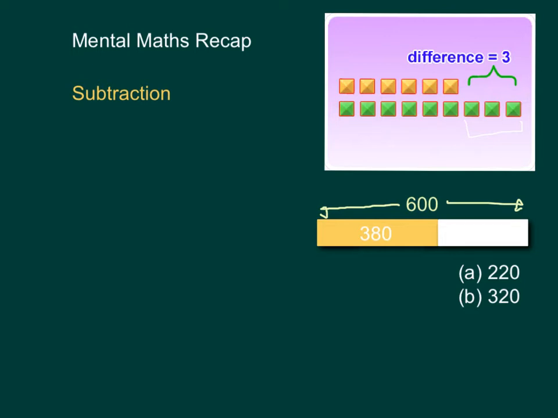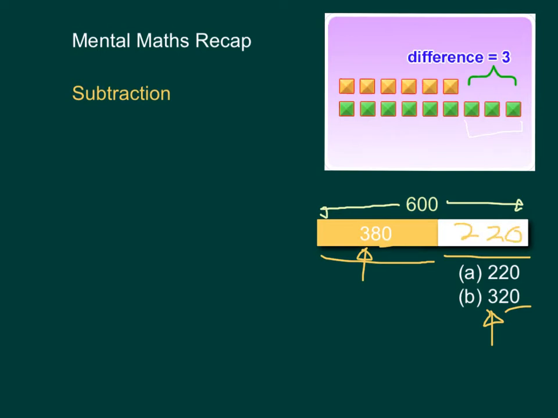So say for example if I've got 600 take away 380, I know that the other amount when added to 380 will make 600. Now is it option A or option B? The most common mistake is that people would add the 300 to the 300 to make the 600, then add the 20 to the 80 and think that that made 600. But of course if I added 380 and 220, that would get me to 600.